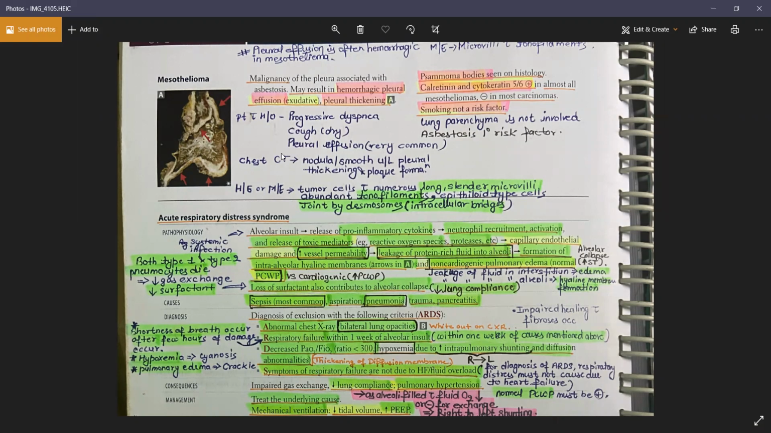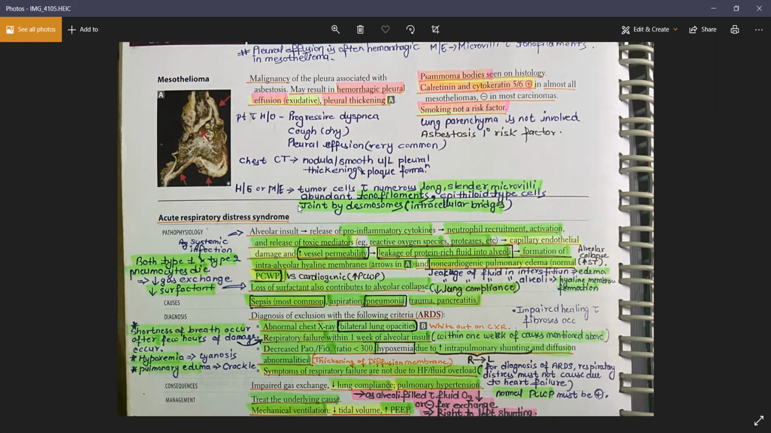Okay, and when you perform the biopsy of a patient, you will see some long filamentous cells, some long slender microvilli, tonofilaments, and these cells are joined by the desmosomes. This is again not very important for you to remember, but they will describe this feature in the histology of a patient. In the case vignette, they will describe these features. So, again, this will help you identify what kind of cancer it is. Long slender microvilli will be seen, tonofilaments will be seen, and all of these cells are joined by the desmosomes.